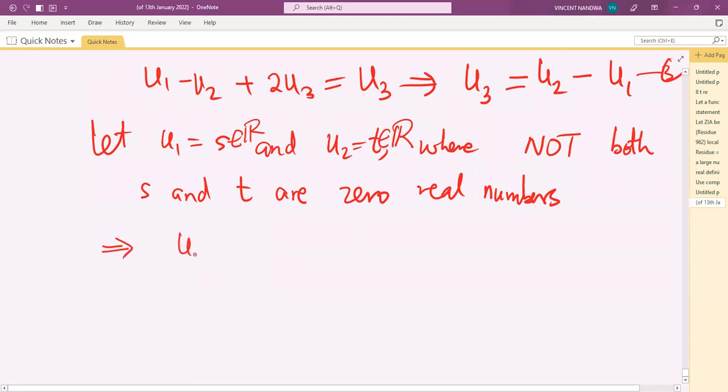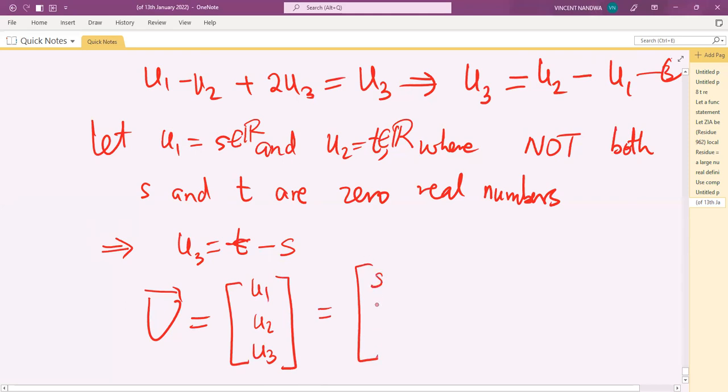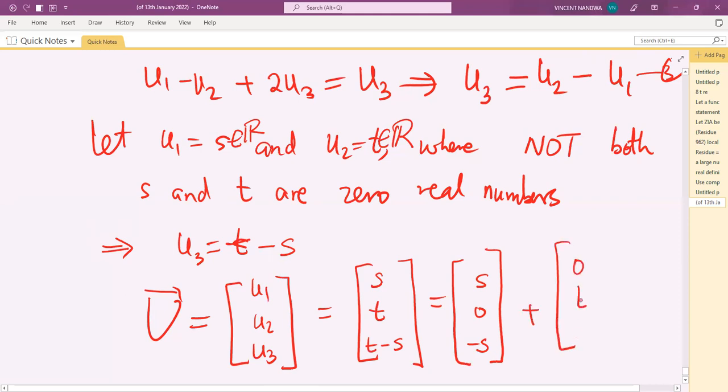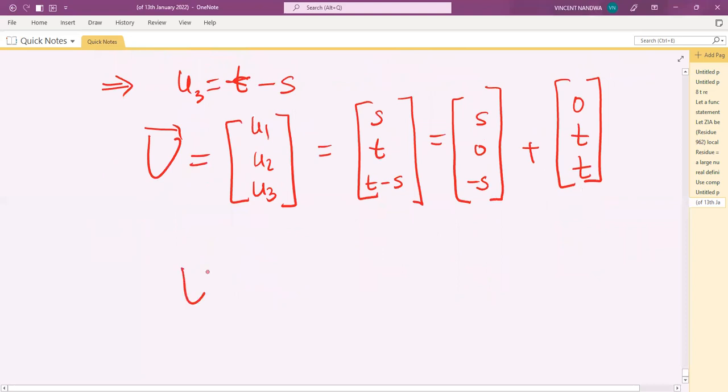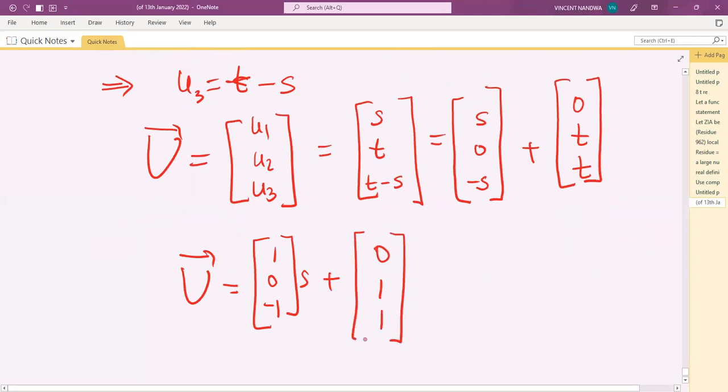So that implies that U3 will be, U2 is T, U1 is S. So then the vector U will be U1, U2, U3, which will be, for U1 I put S, for U2 I put T, for U3 I put T minus S. Which is the same as S, 0, minus S plus 0, T, T. Now this simplifies to U equals (1, 0, negative 1) S plus (0, 1, 1) T.